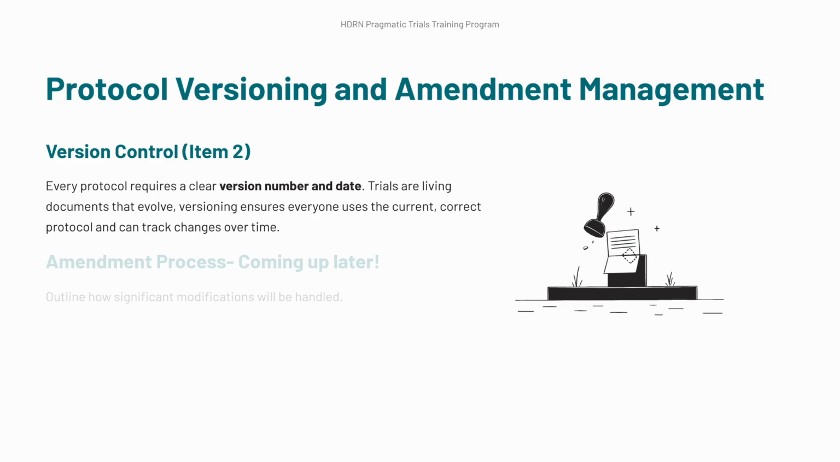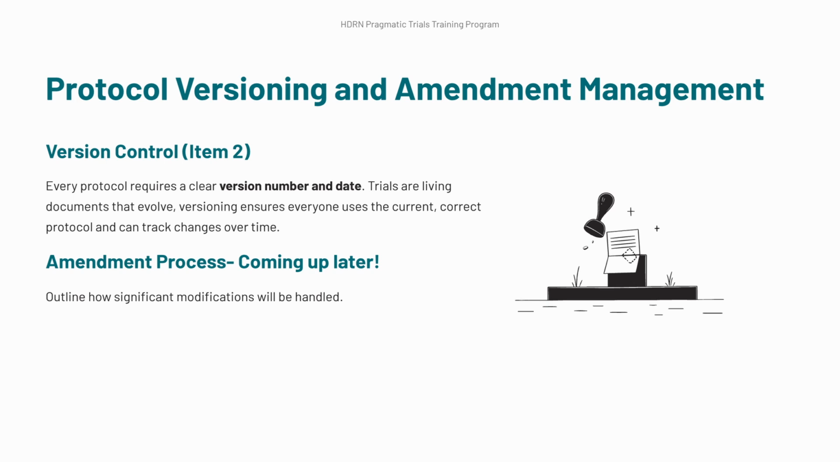This is usually on the cover page or footer. Why? Because protocols often get updated, you need a way to track changes. That's right. You don't want different sites accidentally using different protocol versions. Along with versioning, the protocol should outline the process for protocol amendments. Basically, how you will communicate any important changes.